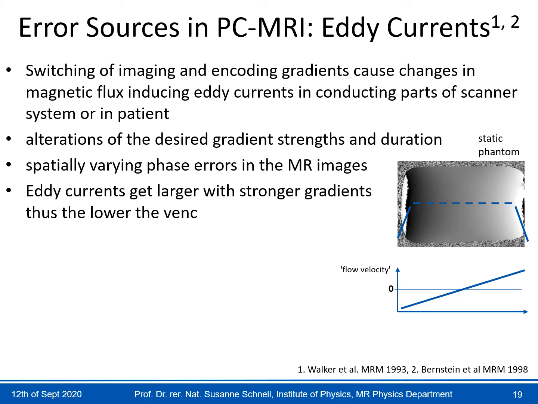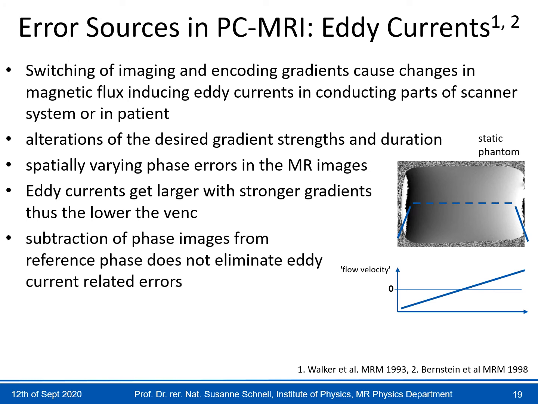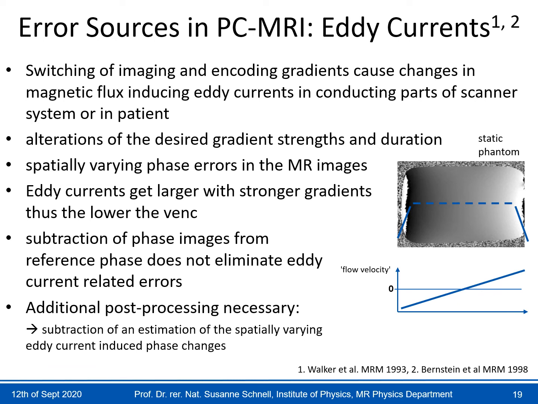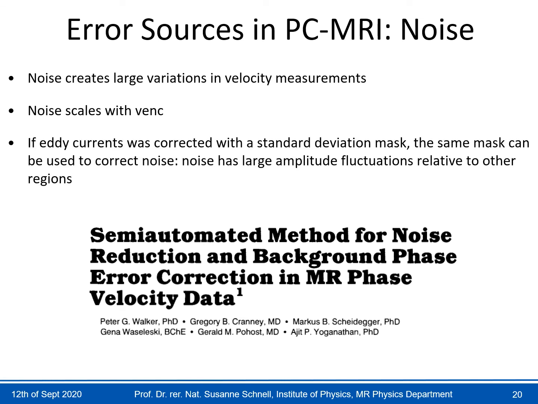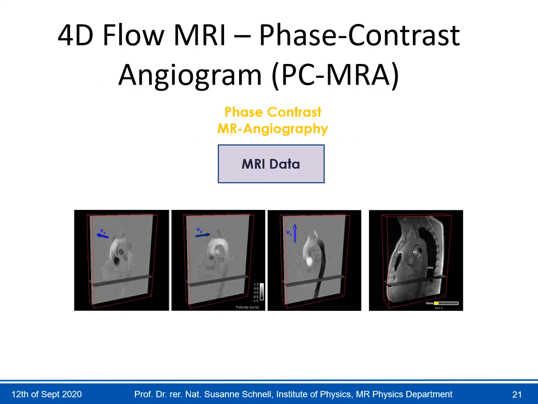Eddy currents get larger with stronger gradients, thus with a lower VENC. The subtraction of phase images from the reference image, however, does not eliminate eddy current related errors, and we have to go in with additional post-processing, for example, by subtracting an estimation of the spatially varying eddy current field, as suggested by, for example, Walker et al. in this publication. Walker et al. also describe in this publication how to estimate noise and how to reduce noise by using a certain approach that can be read in this paper.